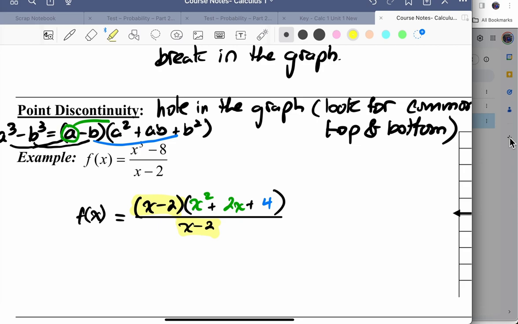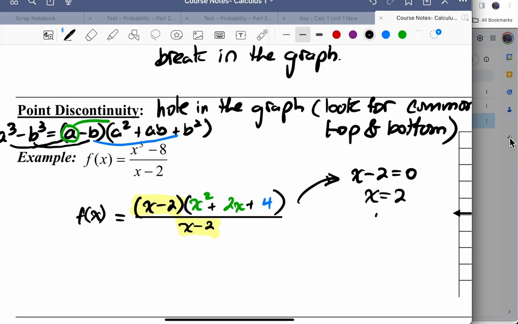I wouldn't have even factored in just like x, 3x squared. All right, so we have that common factor. I'm going to pull that out and set it equal to 0. All right, and so we're going to get x equals 2 there. All right, so that is the x value of the hole.